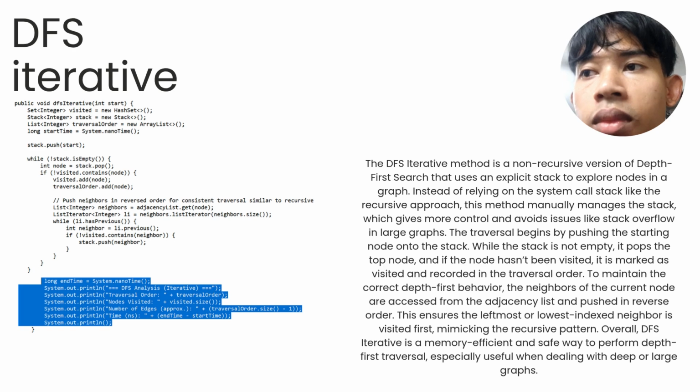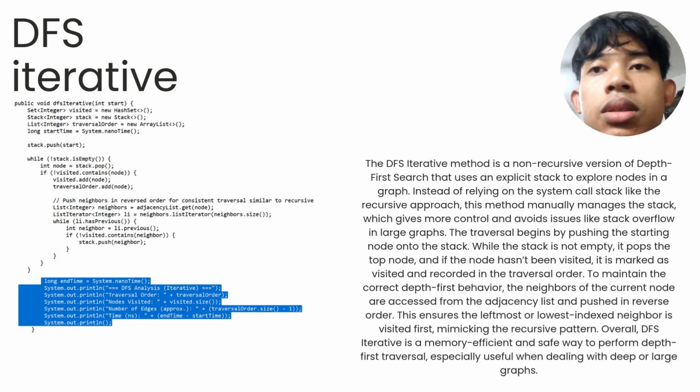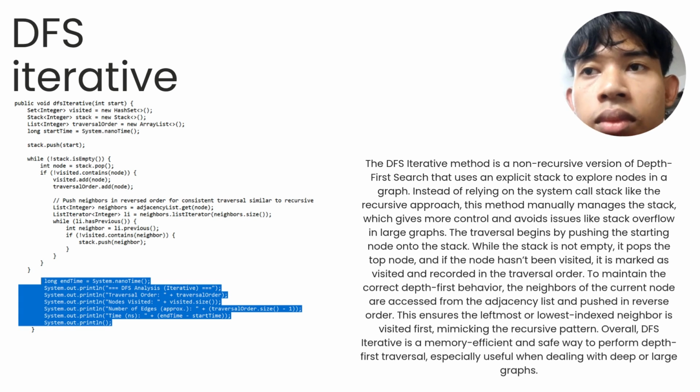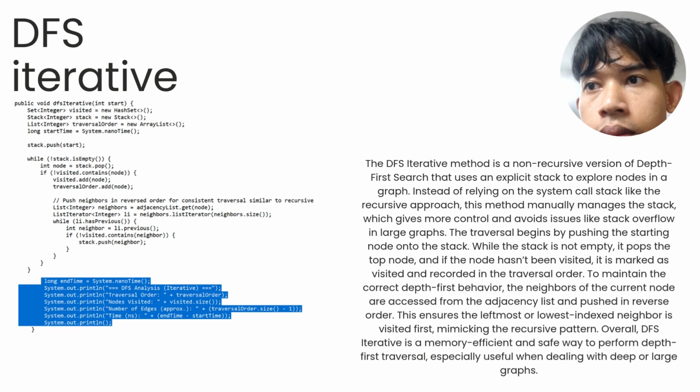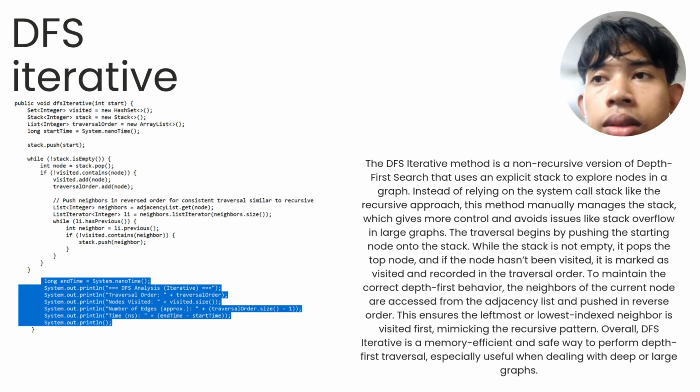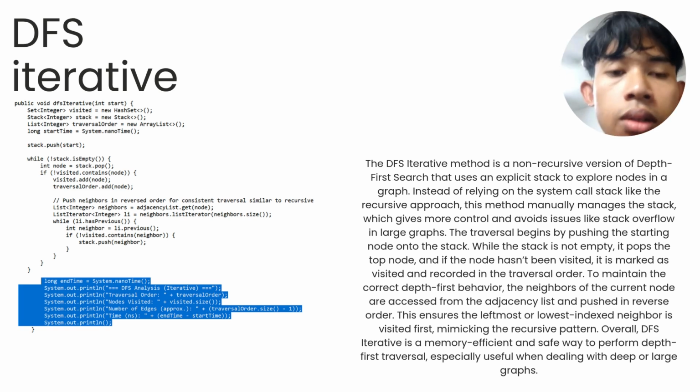Once all nodes reachable from the starting node have been visited, the algorithm will stop the timer and print all the results, including the traversal order. So we can see the SOP here. It will print out the traversal order, the nodes visited, the number of edges, and lastly the start time and the end time. So that's all from me.